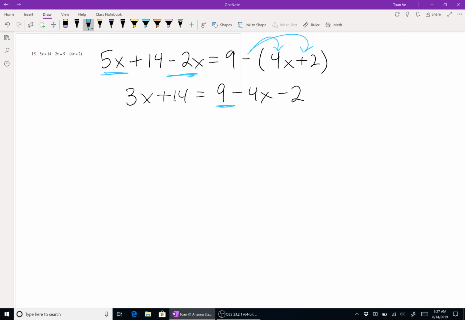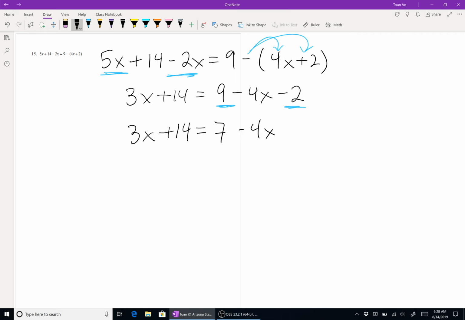I can go ahead and combine like terms on the right. There's really nothing left for me to do on the left, so just copy them down. When you're solving an equation, any part of the problem you don't touch or don't work on, just copy them down. So combining 9 with the -2 gives me a 7.